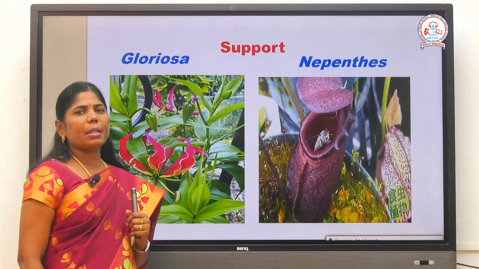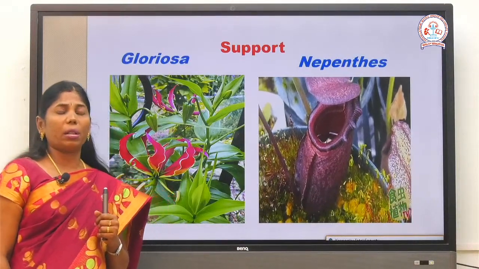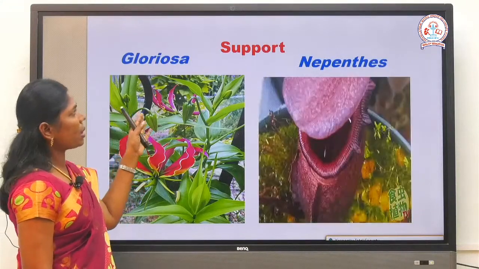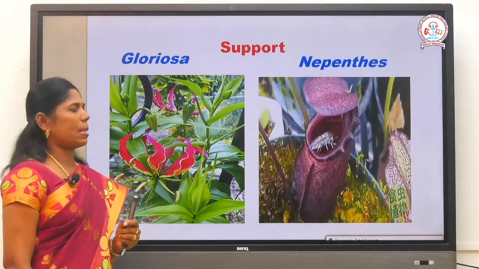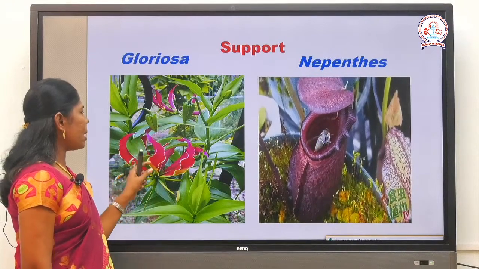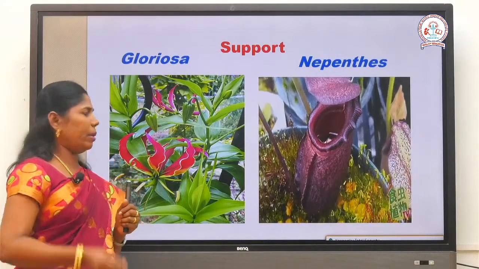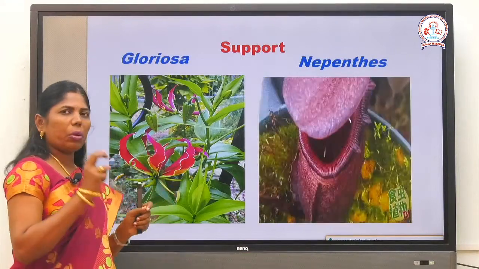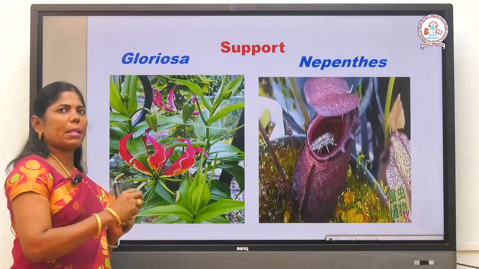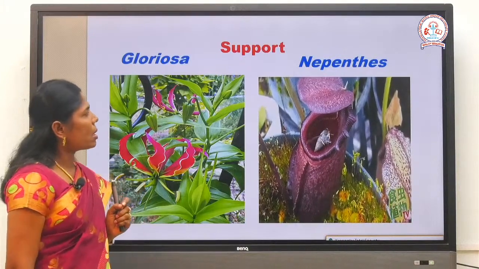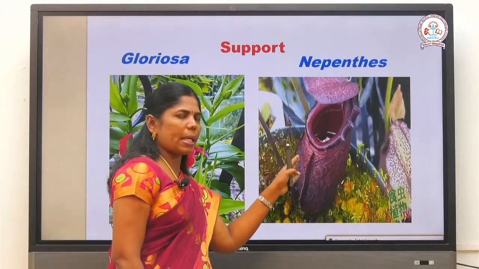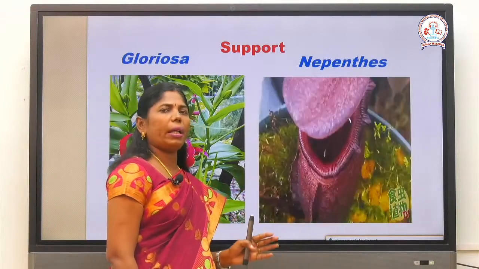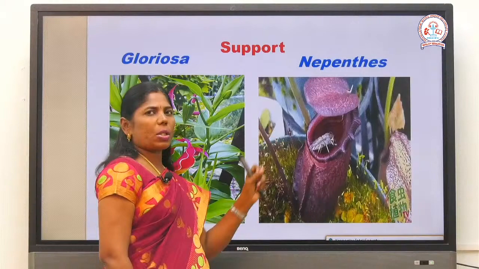So how do plants give support to the plant body, how does the leaf give support to the plant body? Here is Gloriosa, and another one is Nepenthes. The leaves are wavy in nature, which gives support to the plant body because they have to hook and climb on some other materials. Here the Nepenthes, I already explained, the leaf is totally modified into some other structure.